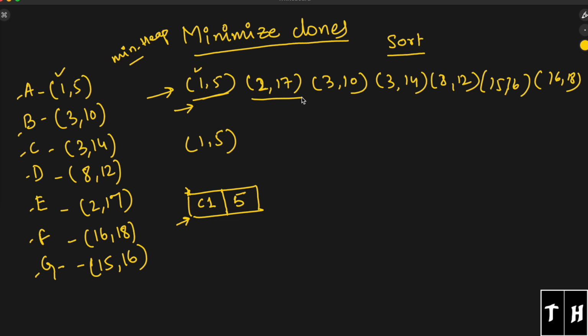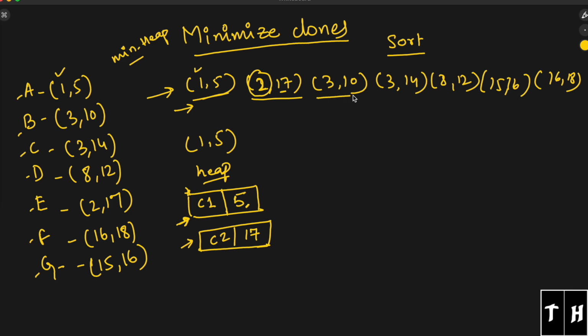Now the second event is 2, 17. Let's say this is a heap, and currently there is only one clone, and the clone finish time is 5, and this event start time is 2. So these two are overlapping. What we'll do is create another clone. We call it C2, right? And we'll put the end time here, 17, right?